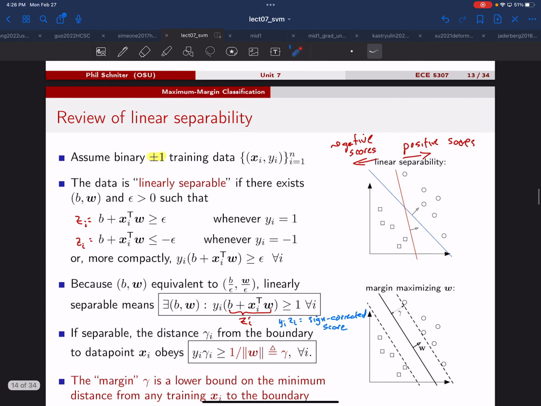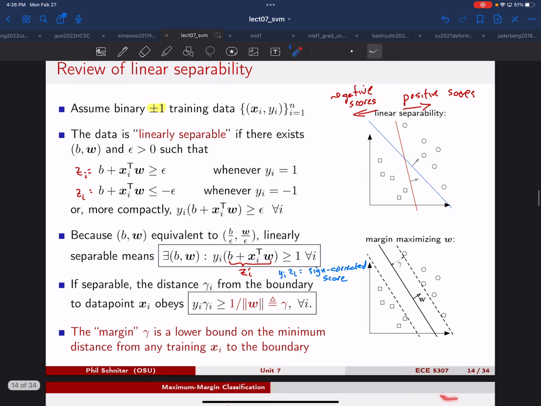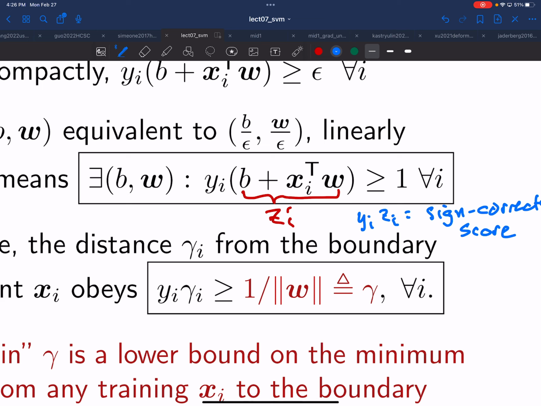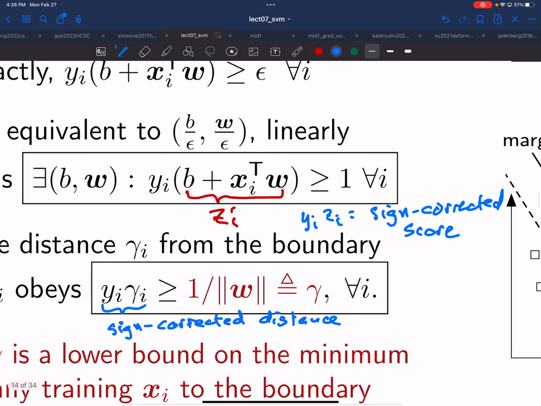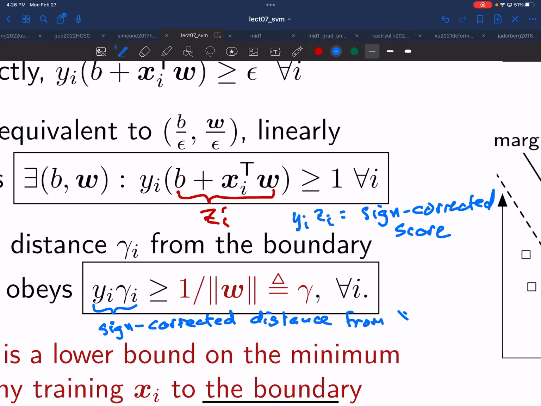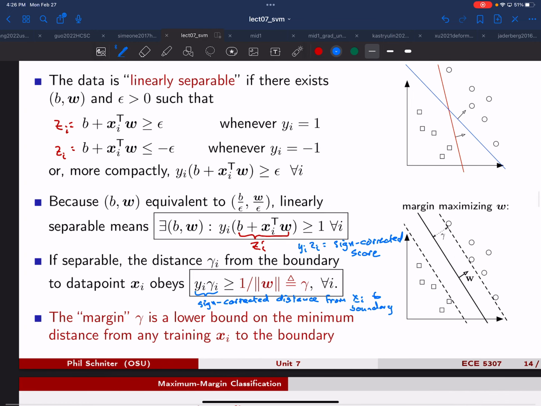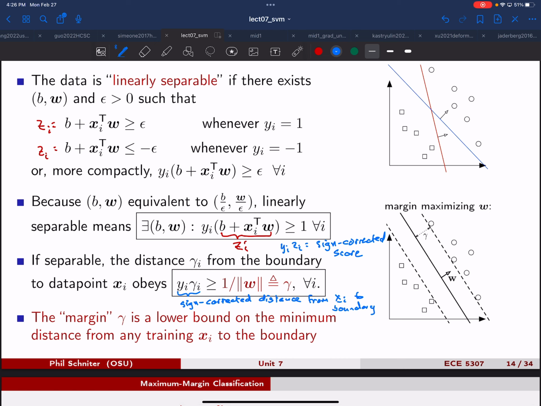So that means that yi gamma i, which is the left side of above, is greater or equal to 1 over the norm of W. So we can think of this as the sign corrected distance from training sample xi to the boundary. Okay. So whenever that distance is positive, it means that the sample is on the good side of the boundary. It's going to be correctly classified. If the sign corrected distance was negative, it means it's actually on the wrong side of the boundary. It would be misclassified. In this linearly separable case, that's not going to happen.